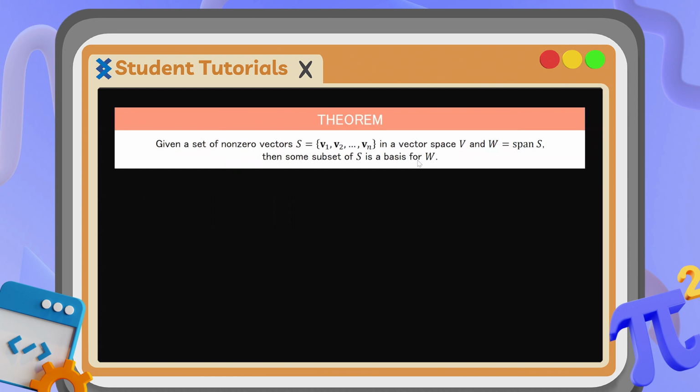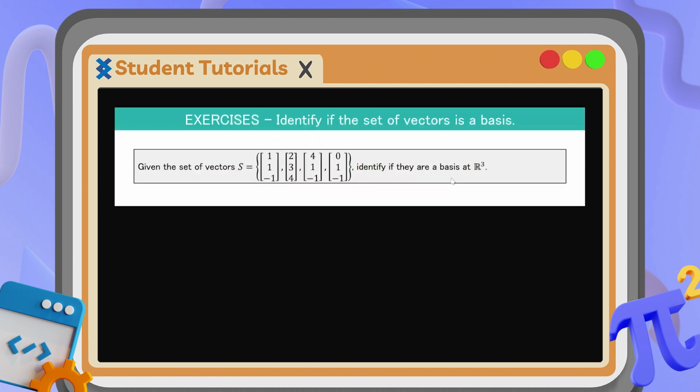Another important theorem is that given a subset of non-zero vectors in a vector space, and a set W is said to be the spanning set, then some subset of S is a basis for W. This will be shown in our example here. We want to identify if the set of vectors is a basis. So we are given the set of vectors and are tasked to identify if they are a basis of R3.